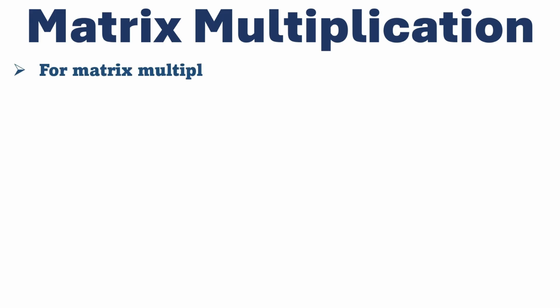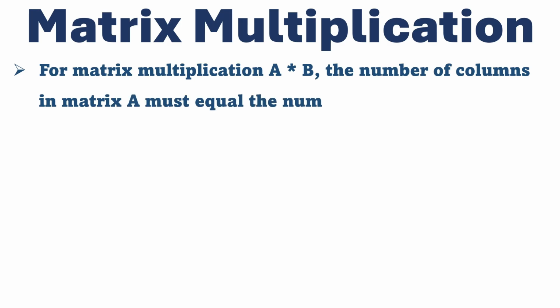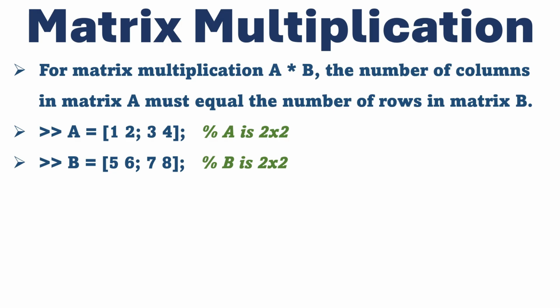For a matrix multiplication, A and the star symbol used as multiplication, B, the number of columns in matrix A must be equal to the number of rows in matrix B. Only then can we perform this operation, otherwise MATLAB will throw an error. Let's look at a simple example where we create two matrices. The first is A equals 1, 2, 3, 4, of size 2 by 2. The second matrix is also 2 by 2: 5, 6, 7, 8.